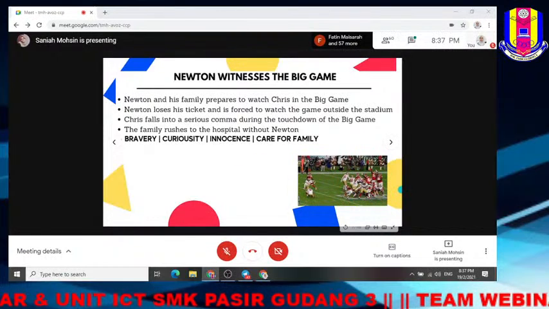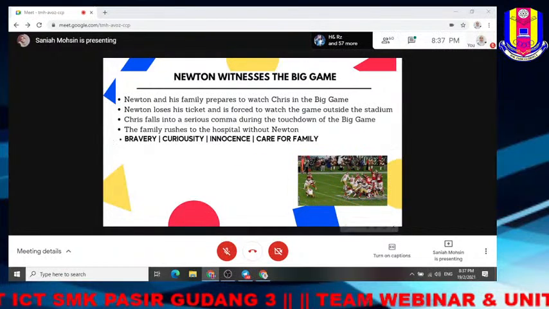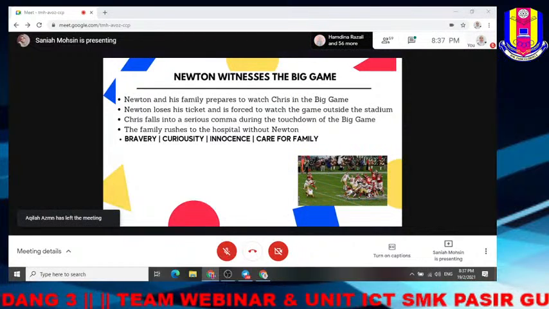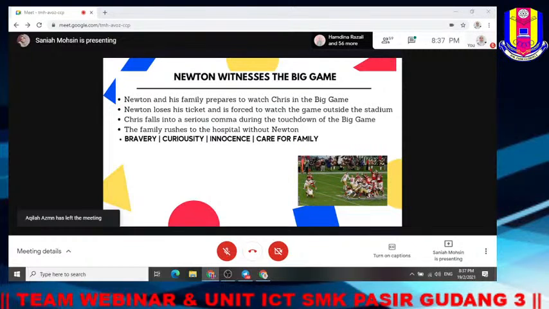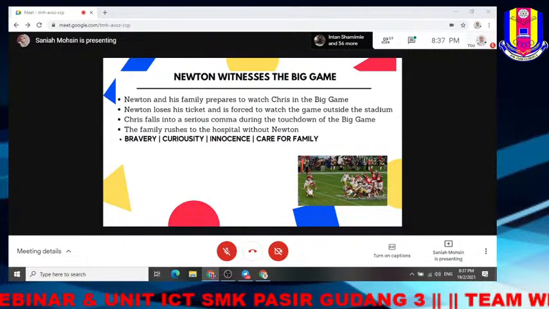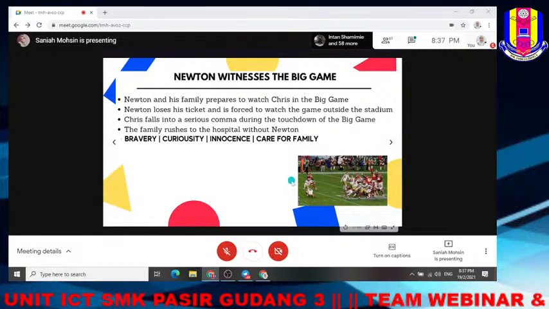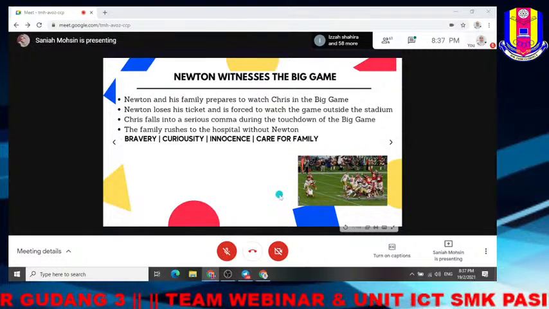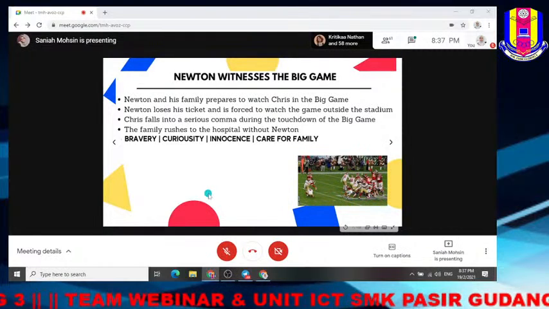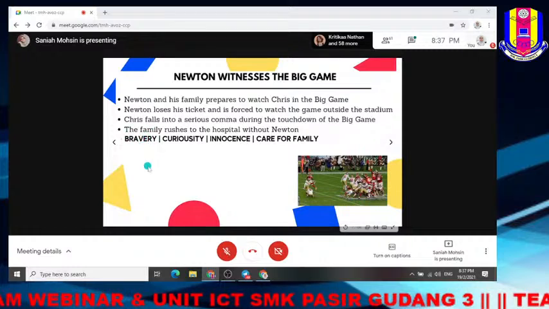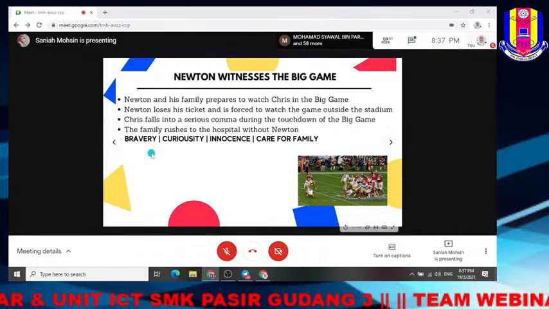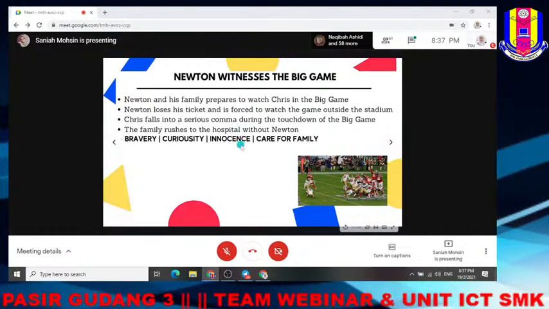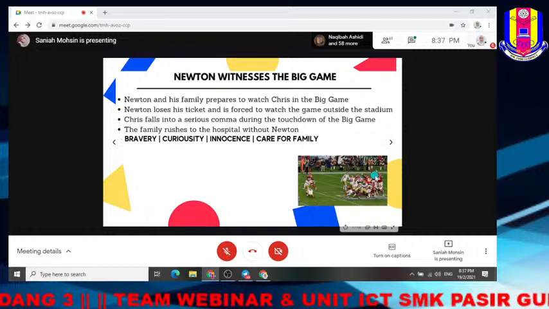event, which is the big game. The big game would be the football game. Tapi football game dalam novel ni adalah American football, bukan macam football yang kita main dekat Malaysia. So over here, the big game is really important because we talk about Chris, how he got hit during the game. So over here, example of questions that you may use this novel for, which is bravery, curiosity, innocence, and then care for the family.